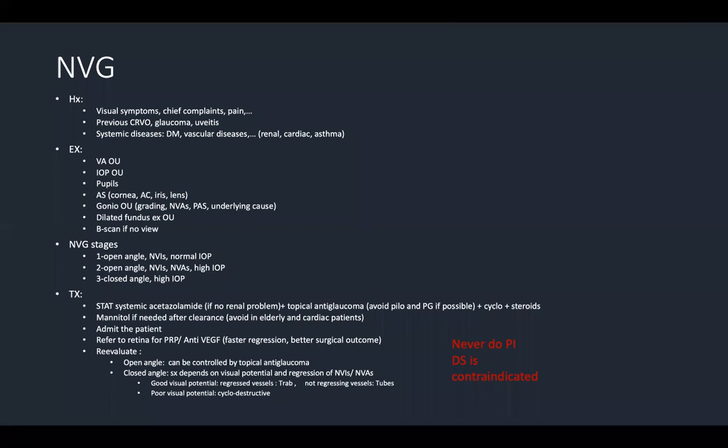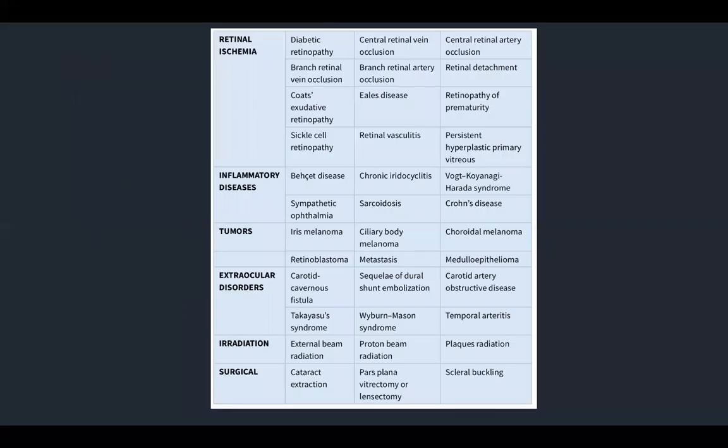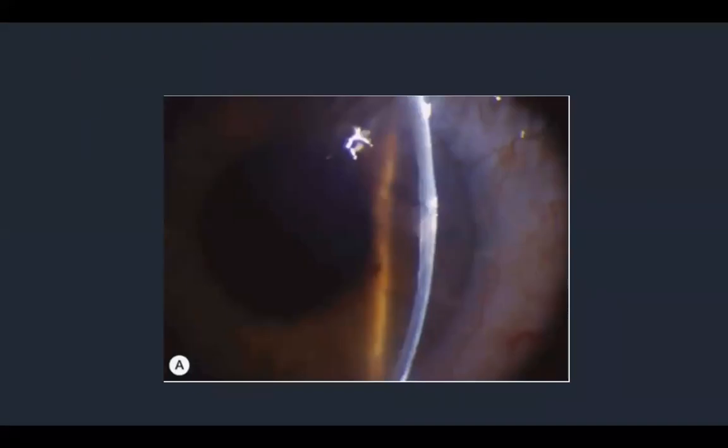Thank you, Doctor. Thank you. I just put this for you to have the causes of the NVG. We can go for the next if you like.